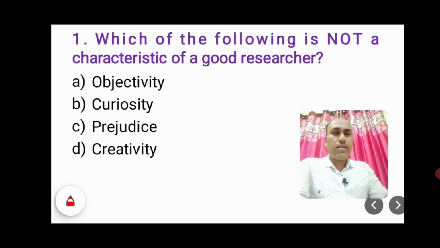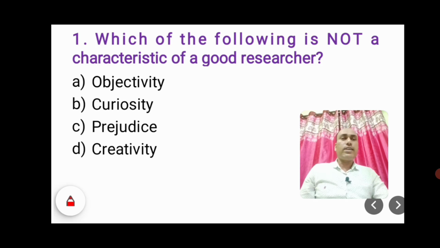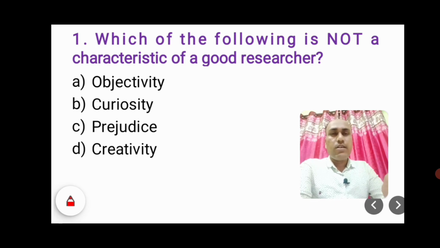So what is the first question? Which of the following is not a characteristic of a good researcher? There are four options: objectivity, curiosity, prejudice, creativity. So what will be the correct answer? First, let us discuss one by one.